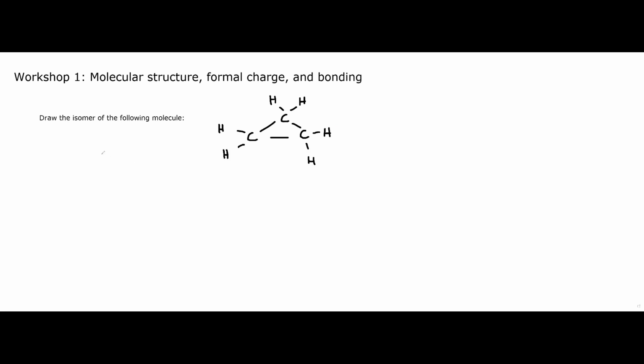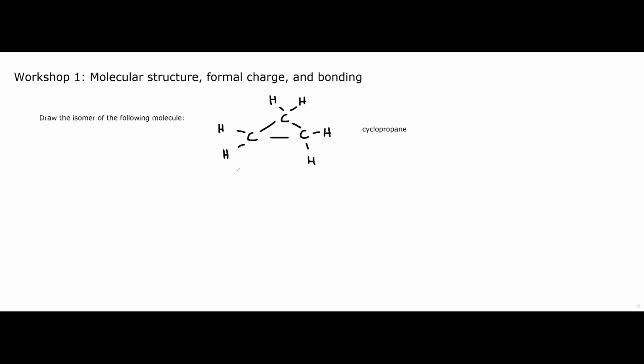Okay, for our next practice problem, let's take this one. What we're asked to do is draw the isomer of the following molecule. So what we have here, this is called a cyclopropane. Okay, this is cyclopropane. So cyclopropane is a propane molecule that's in a ring or a cycle. Okay, propane is a 3-carbon chain, propane, and cyclo meaning circular or in a ring. Okay, so this is cyclopropane.